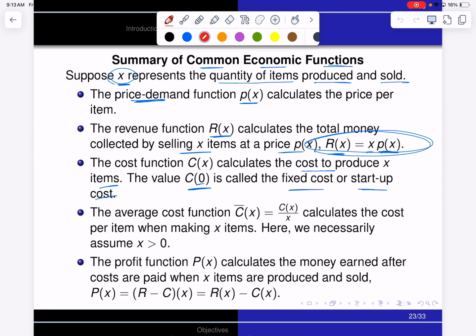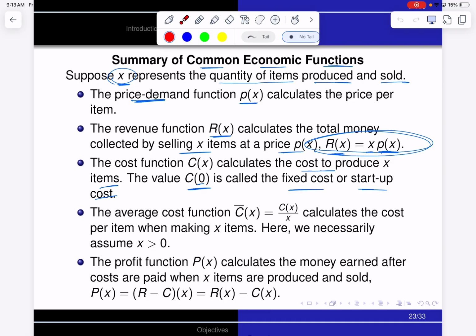Suppose X represents the quantity of items produced and sold. The price demand function P of X calculates the price per item. The revenue function R of X calculates the total money collected by selling X items at price P. So we're going to say little p is the price. R of X is determined by taking the number of items times the price.